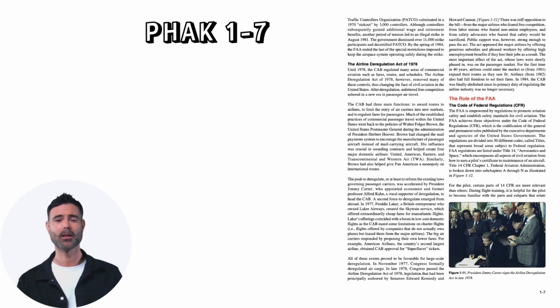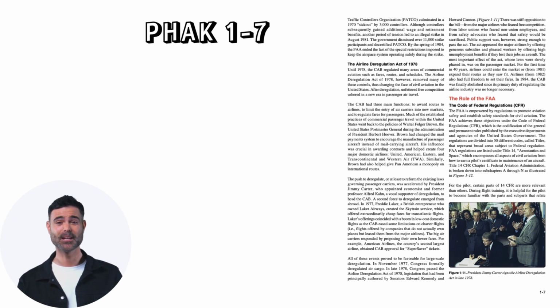The big air carriers responded by proposing their own lower fares. For example, American Airlines, the country's second-largest airline, obtained CAB approval for Super Saver tickets. All of these events proved to be favorable for large-scale deregulation. In November 1977, Congress formally deregulated air cargo.